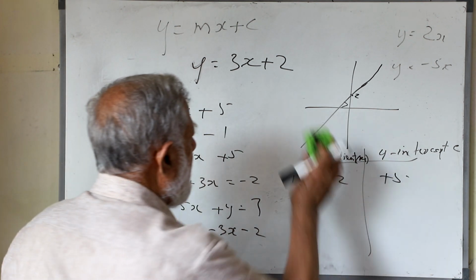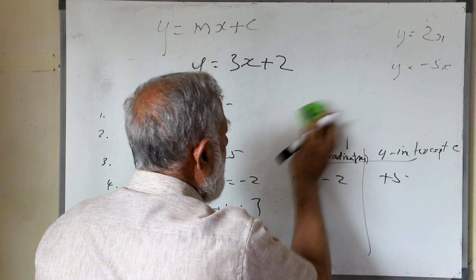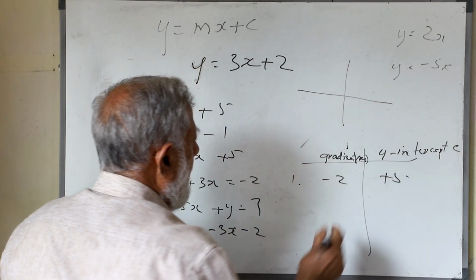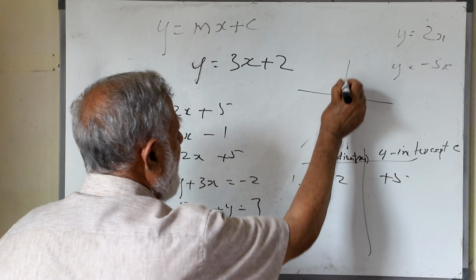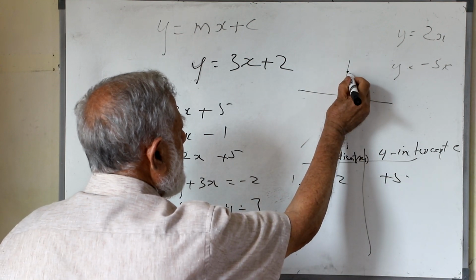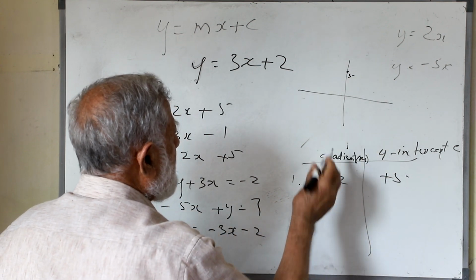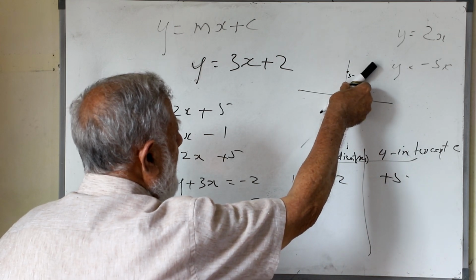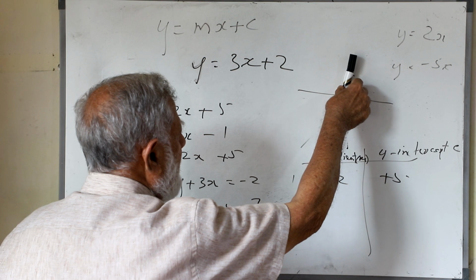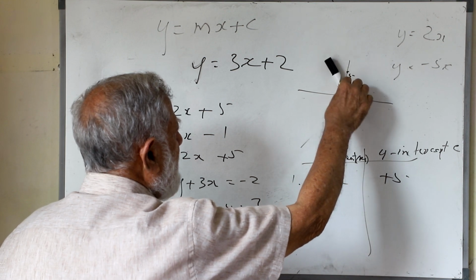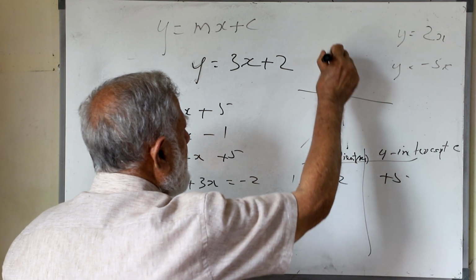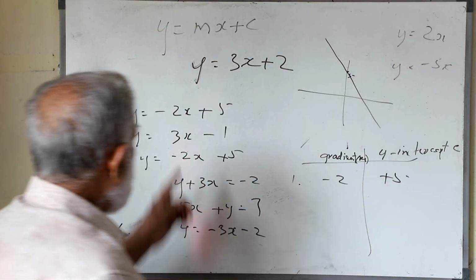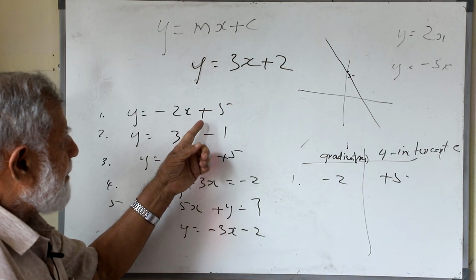If you are drawing the graph for that, it will come like this. It will definitely go through plus 5. And the gradient is negative. If it is an acute angle, it goes this way. Minus means an obtuse angle, so it will come like this. So the line will go like this, y is equal to minus 2x plus 5.